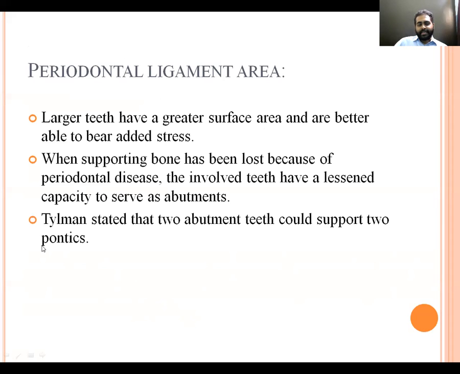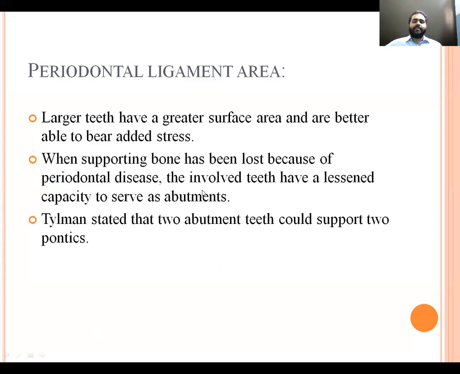Okay. The next and the most important part is the periodontal ligament area. Teeth with greater surface area will be better for withstanding the added stresses present on the tooth. So basically, the supporting bone plays a very important role. If it is lost, we have periodontal disease, and the teeth involved have a lessened capacity to serve as an abutment. If periodontal disease is present in the periodontal ligament area or bone loss is present, you cannot take up that tooth as an abutment tooth.